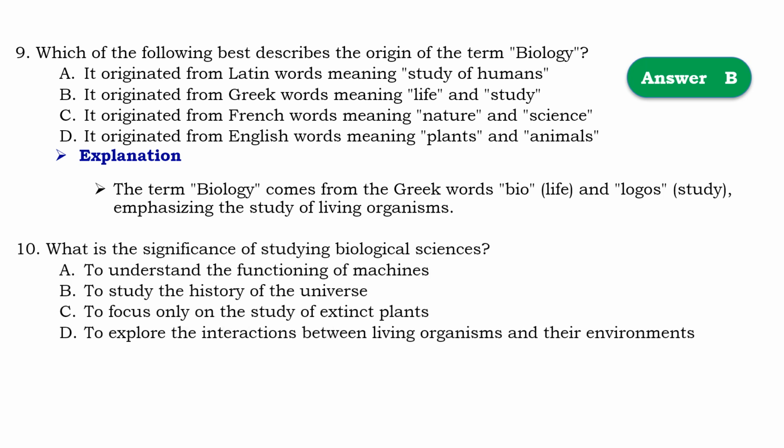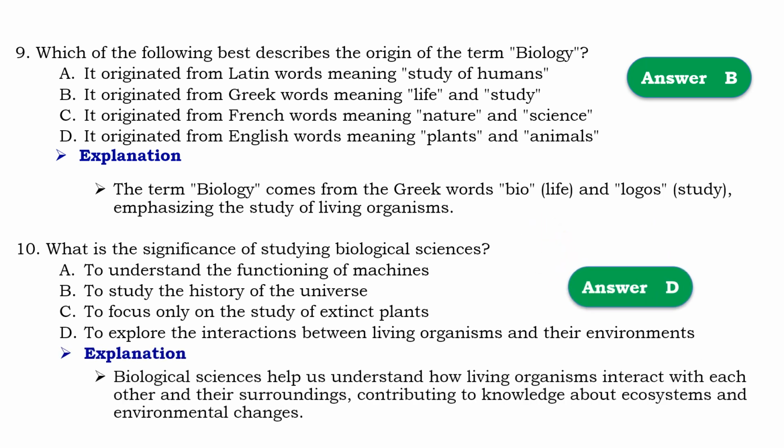Question number 10: what is the significance of studying biological science? So that should be D, to explore the interaction between living organisms and the environment. It means that biological science helps us understand how living organisms interact with each other and with their surroundings, contributing to knowledge about ecosystems and environmental changes.